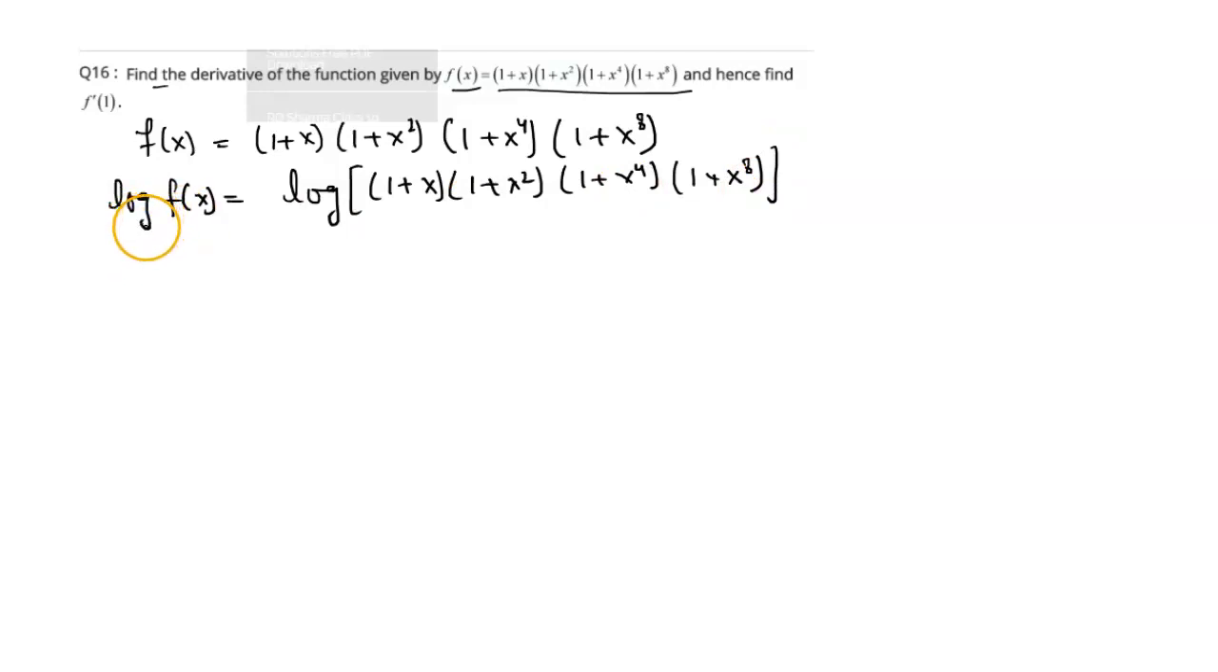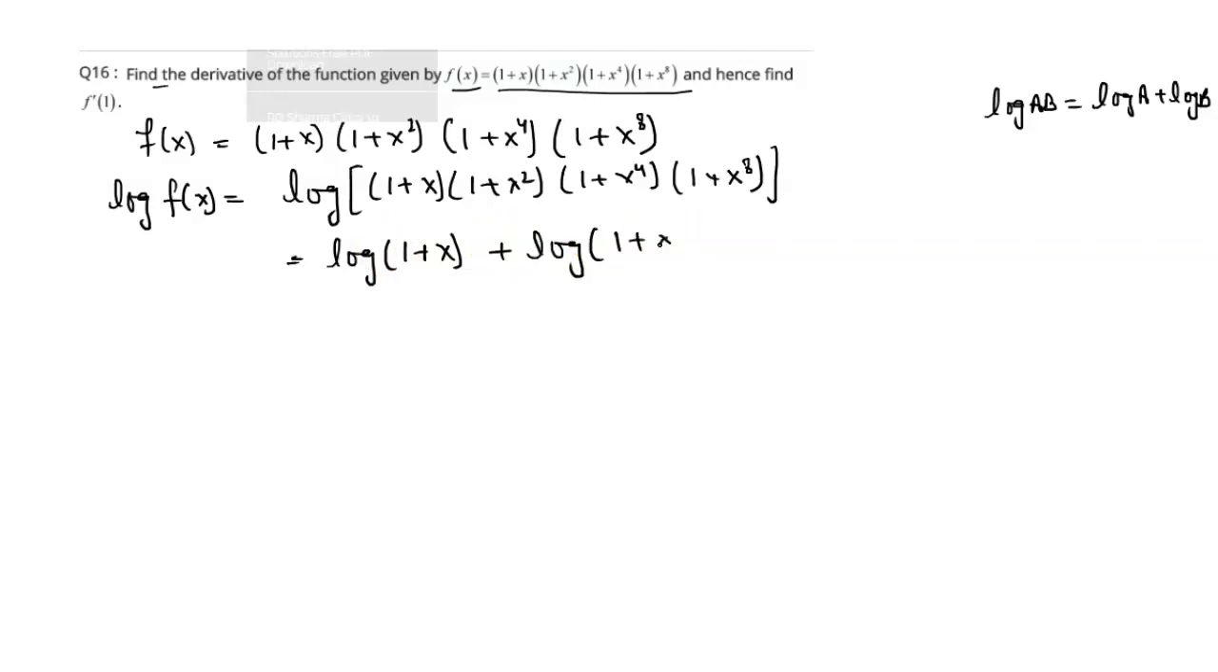Then, before taking the derivative, we first have to simplify this right hand side term. When we have log ab, it can be written as log a plus log b. So we will write here log (1 plus x) plus log (1 plus x square) plus log (1 plus x raised to power 4) plus log (1 plus x raised to power 8).